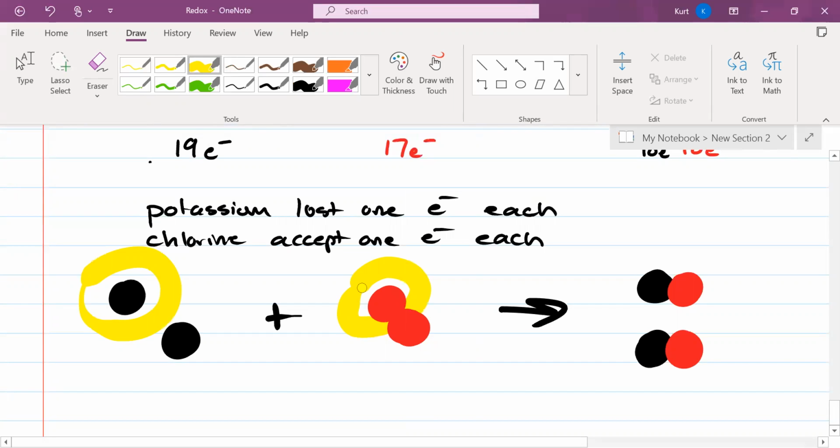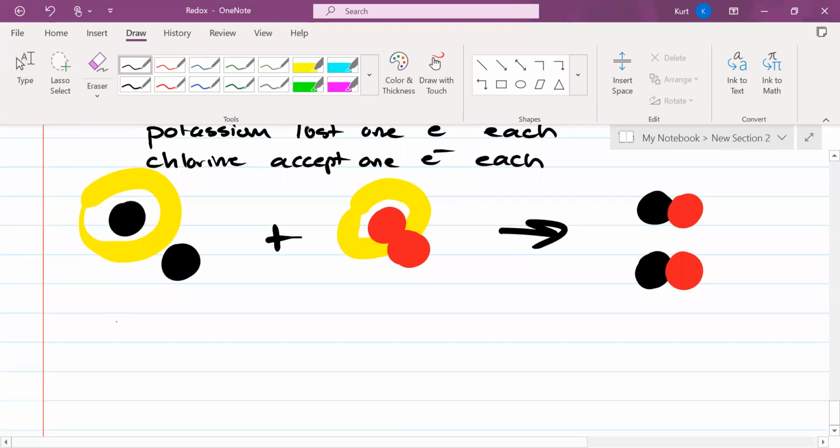Okay? So each chloride has 17 electrons. It needs to gain 1 more to get up to 18 to be stable. Potassium has 1 extra electron. It needs to lose 1 to get back down to 18 to be stable. Because chloride, and this is going to be some foundational knowledge, the cation always is oxidized. So what you need to be able to do is identify what is going to be positively charged, what's going to be negatively charged.